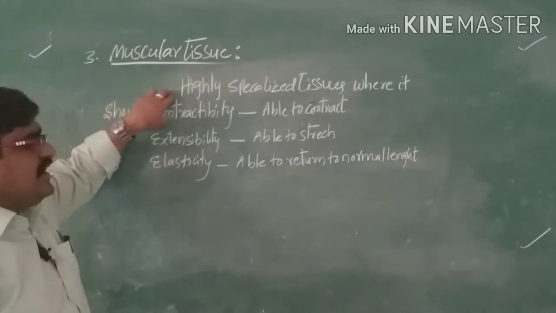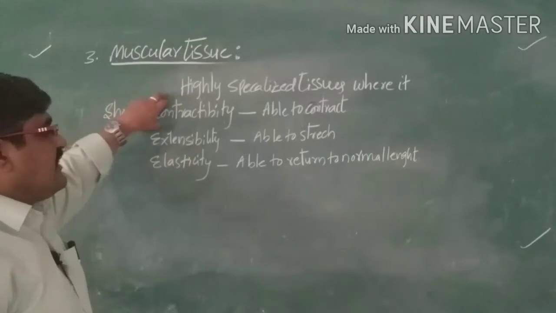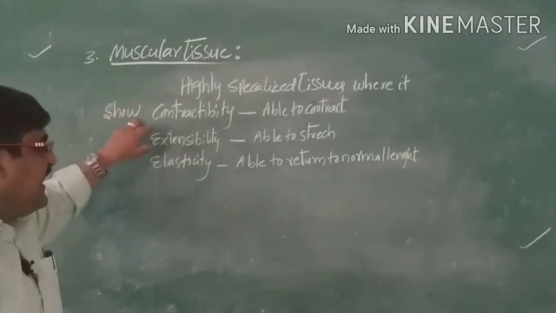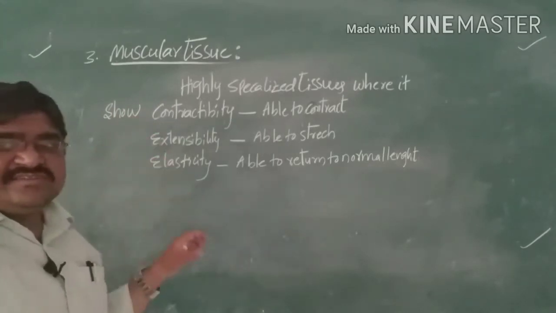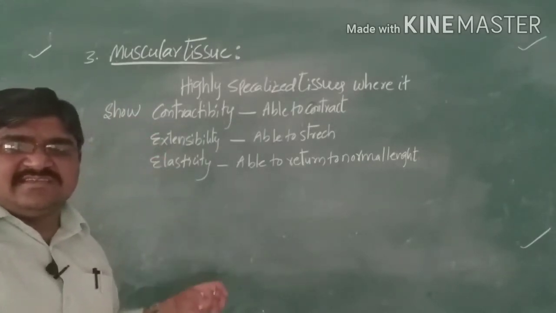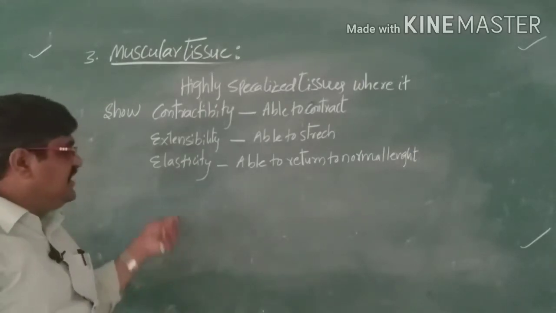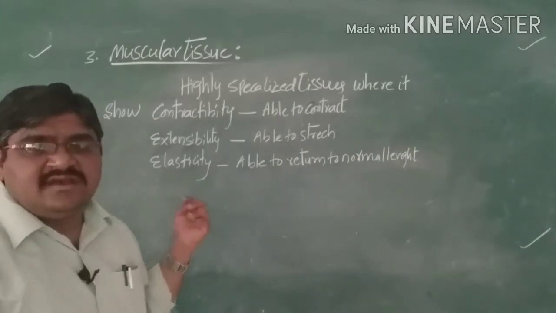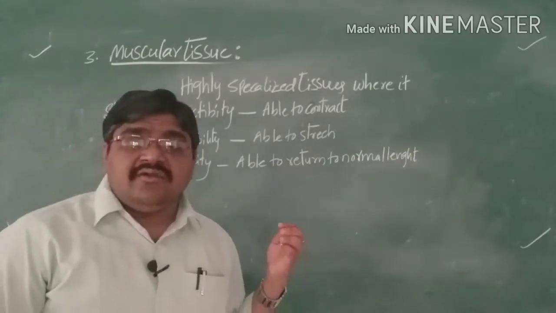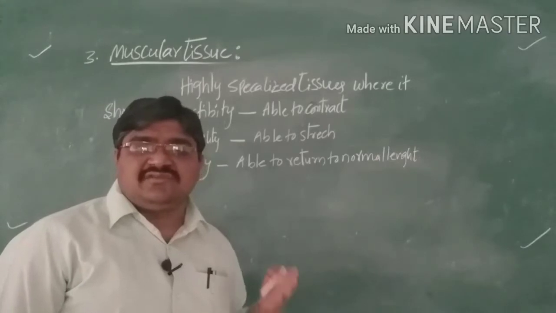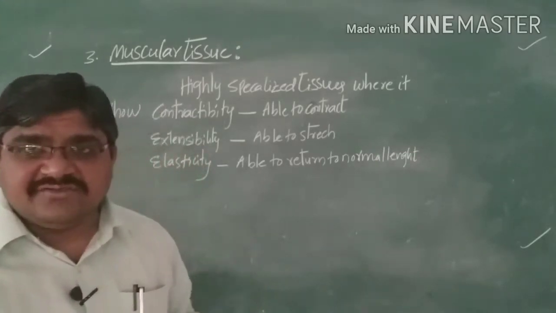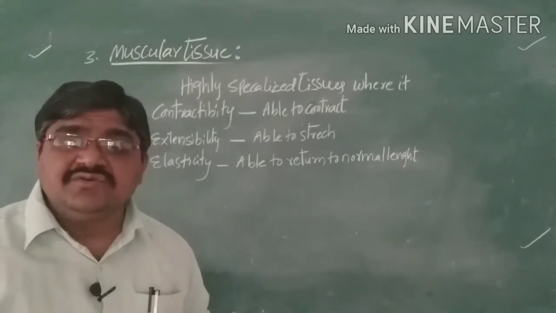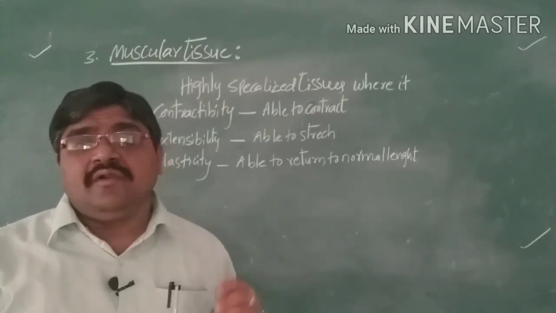So, we have three natures: contractibility, the ability to contract, and extensibility, the ability to stretch. When they stretch, they again come to the normal position, and here elasticity takes place. These are the three features shown in muscle tissues, which are highly specialized tissues present in our body.